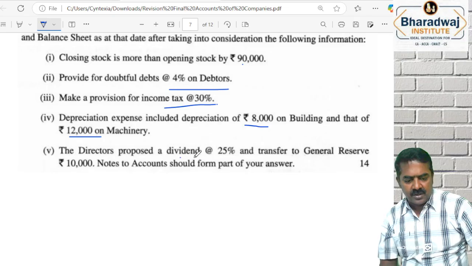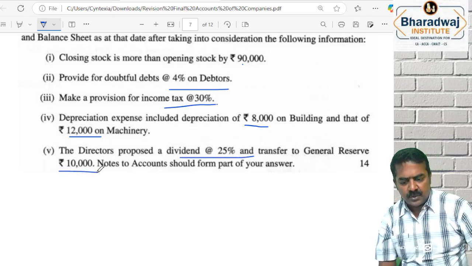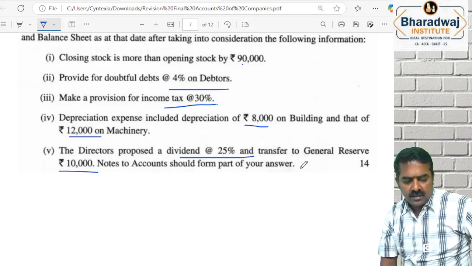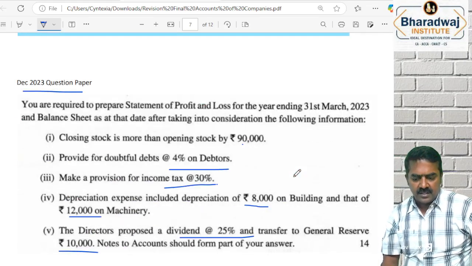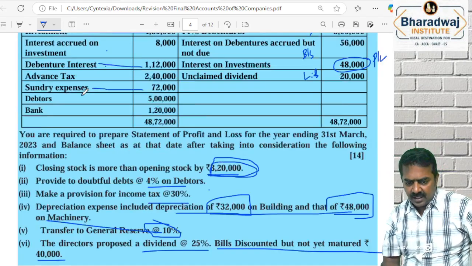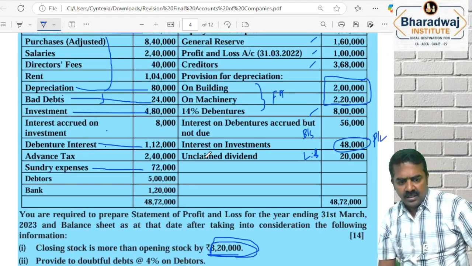Directors recommended dividend of 25%. It will come as notes to accounts. Transfer to reserve will appear in the balance sheet. This question paper is nothing but the same model. Only numbers are different. Same question. Only numbers are different.